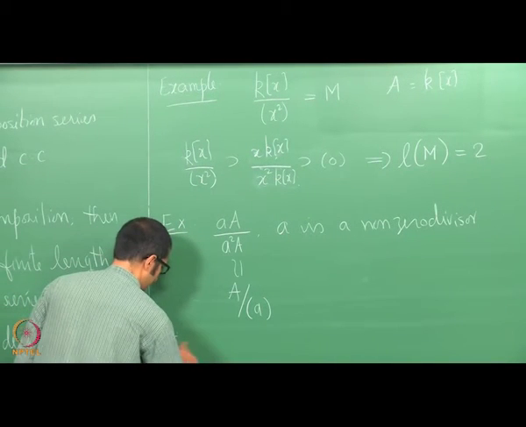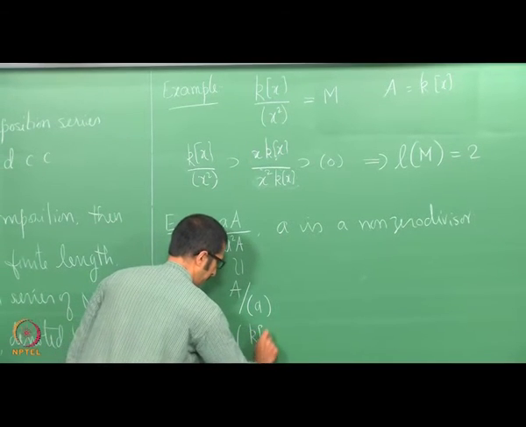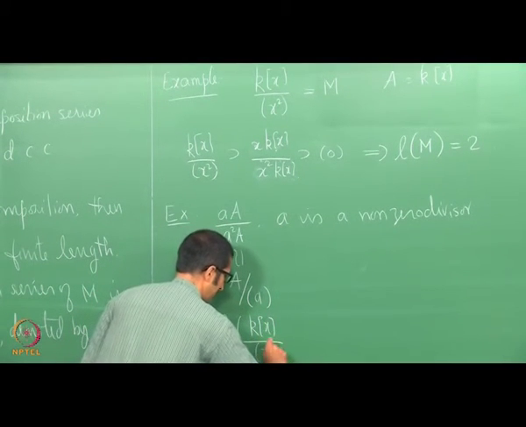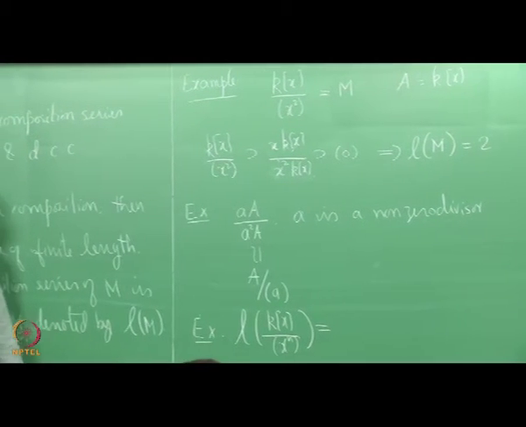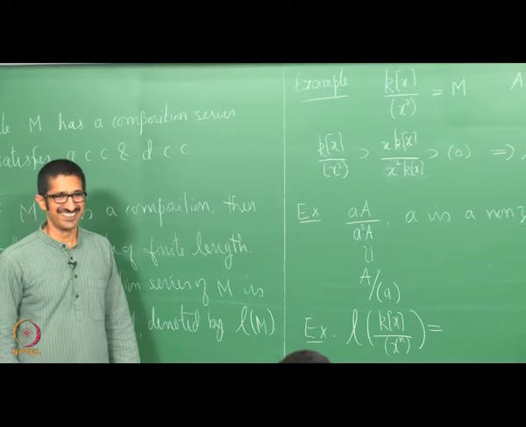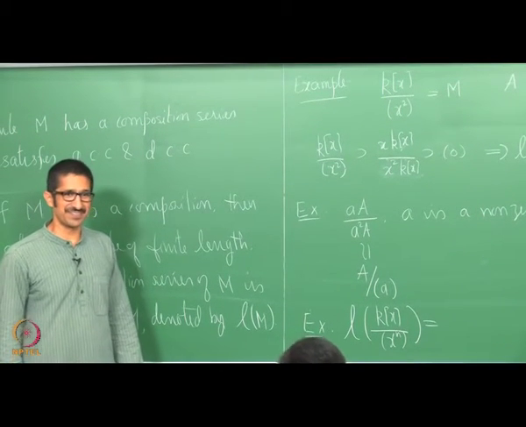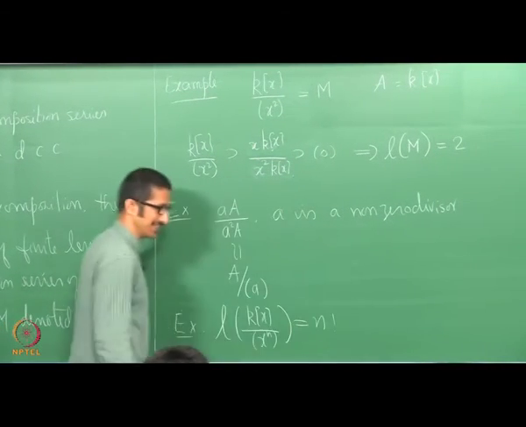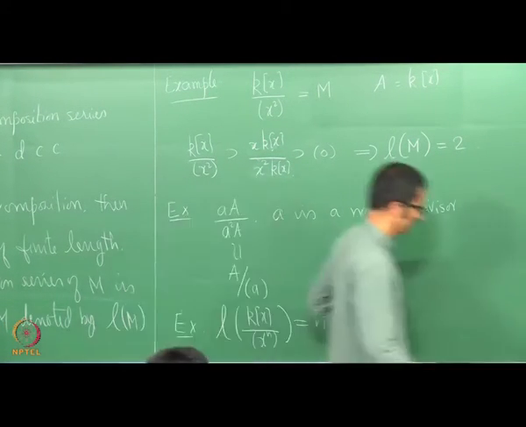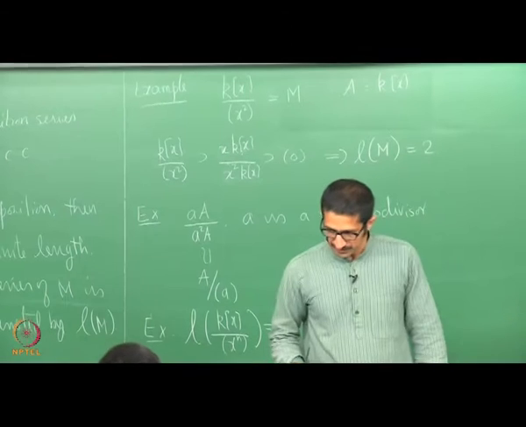So, now what is the length of kx mod x power n? What is the length? Prove this. Oh, not factorial, n. Okay. So, now let us look at this.